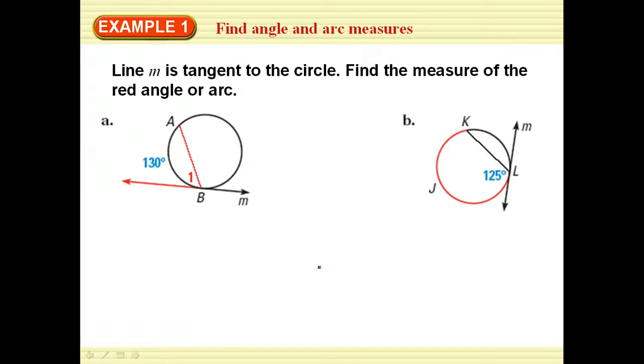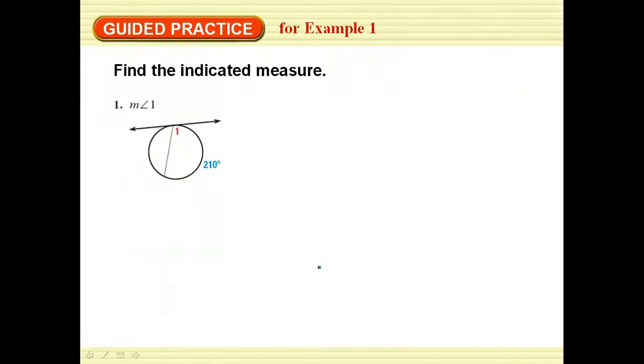So working these two here, in this example, what we're looking for is an angle. We know that it is 1/2 the intercepted arc, so 1/2 of 130 is 65 degrees. In the second one, we're looking for an arc. Well, if the angle is 1/2 of the arc, that means the arc is twice the angle, so we simply have to multiply 2 times 125 degrees to get 250 degrees.